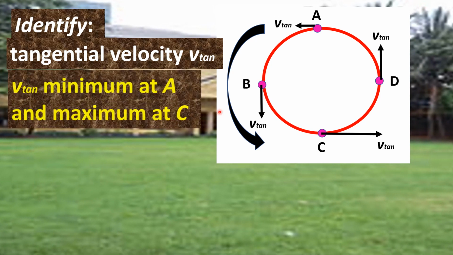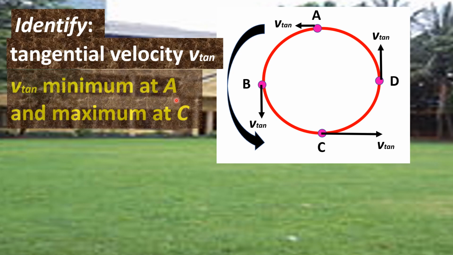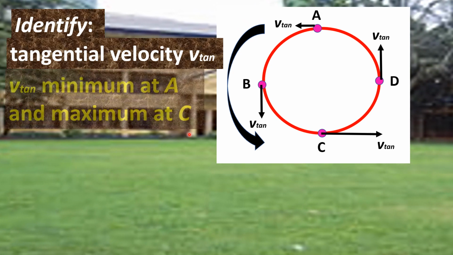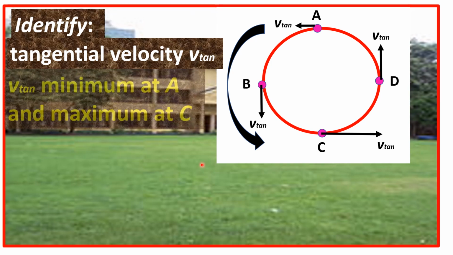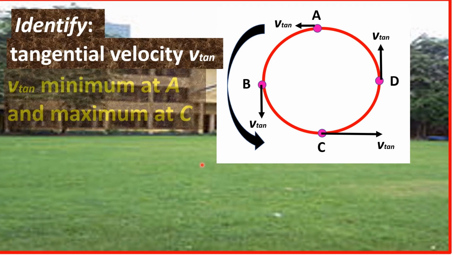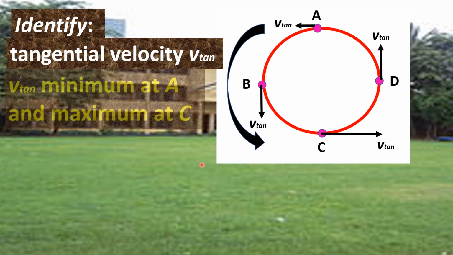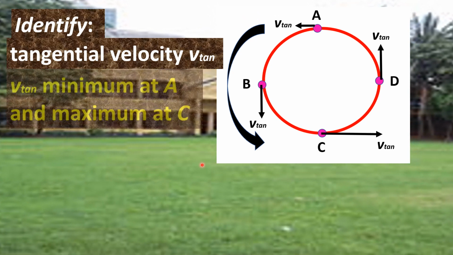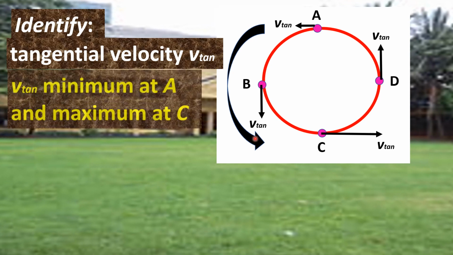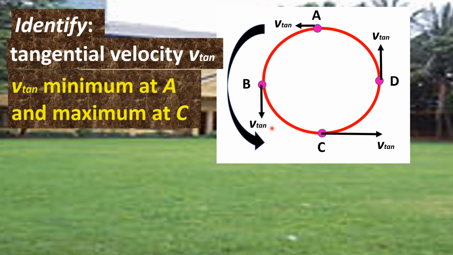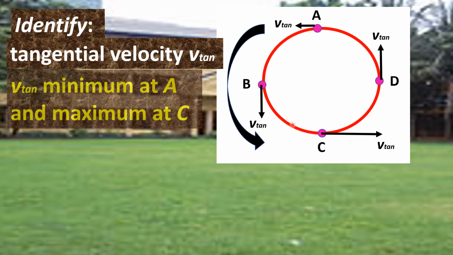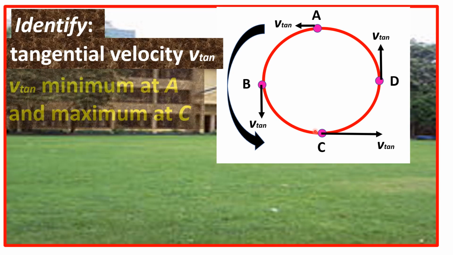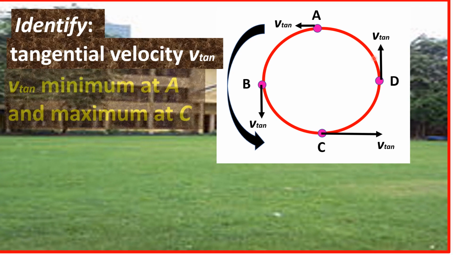From the topmost point, or point A, through the lowest point, point C, the magnitude of the tangential velocity is, in fact, increasing. All right? And on its way up through the circle, the tangential velocity is decreasing in magnitude. That's from point C to point A.